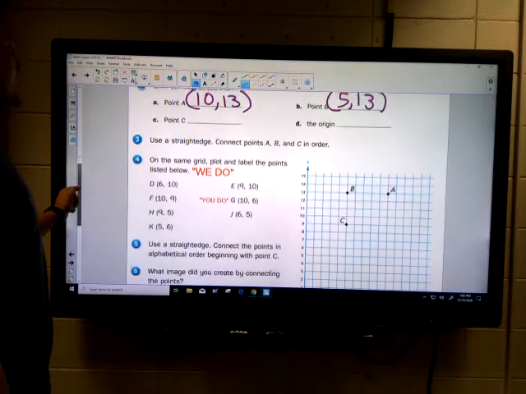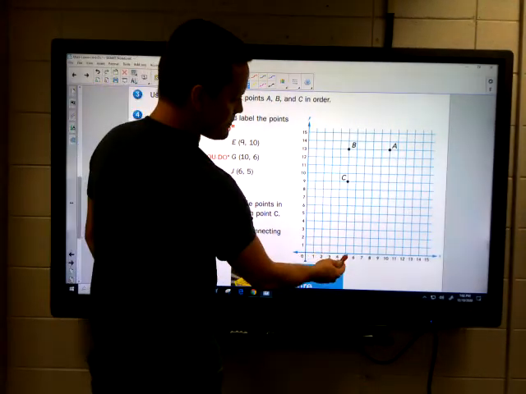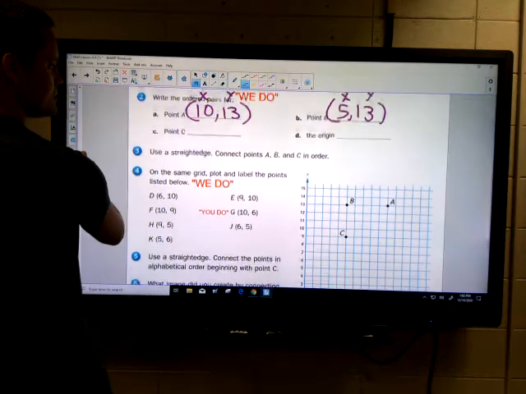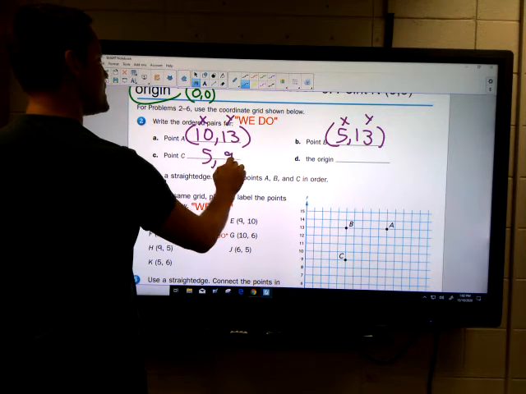Let's move on to point C. I'm going to dribble to my 5 and shoot it to the 9. I can't see a screen. That's okay. (5, 9).